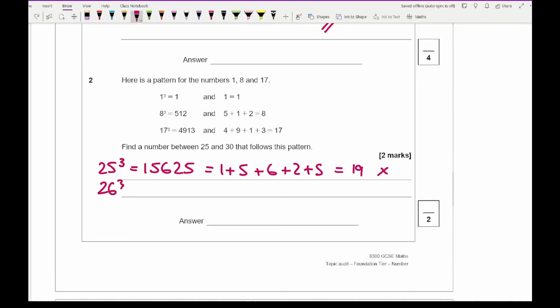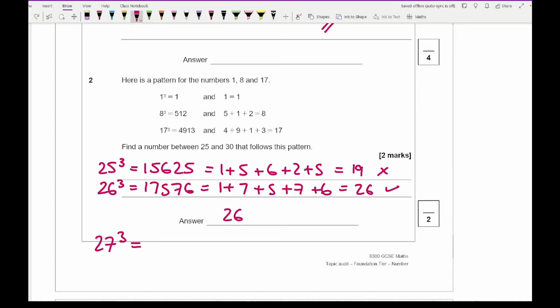Then moving on to 26 cubed, if I type that into my calculator or work it out, I get 17576. And then add the digits together, so 1 plus 7 plus 5 plus 7 plus 6, and that does equal 26, so that is going to be an acceptable answer. Another acceptable answer is going to be 27. So 27 cubed is 19683, so if I add 1 plus 9 plus 6 plus 8 plus 3, it does give me 27, so either 26 or 27, but not both, would be acceptable.